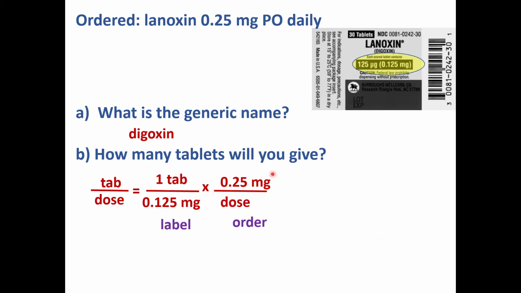Check those units. Milligrams cancel. You have tablet on top, dose on bottom. That's what we were after. So we're ready to do the math. We've got some decimals to divide, and it should work out to be 2 tablets per dose.